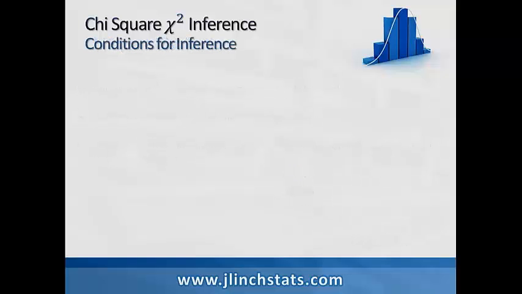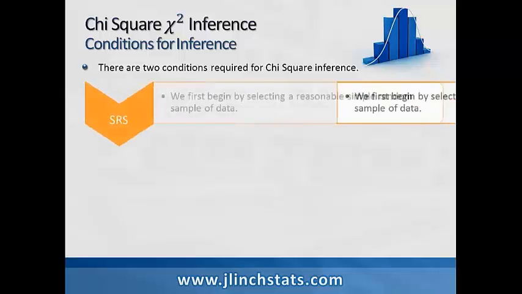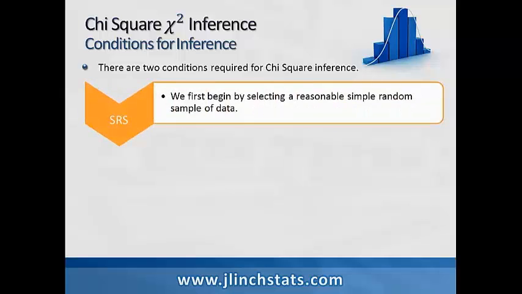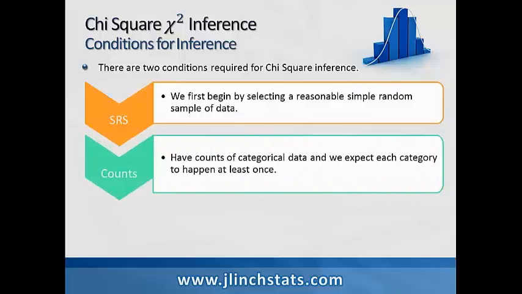Now let's talk about the conditions for inference on a chi-square test. There are two conditions required for chi-square inference. Once again, we always start out with an SRS. We first begin by selecting a reasonable simple random sample of data. Once we've sampled appropriately, we need to make sure that we have counts of categorical data, and we expect each category to happen at least once.